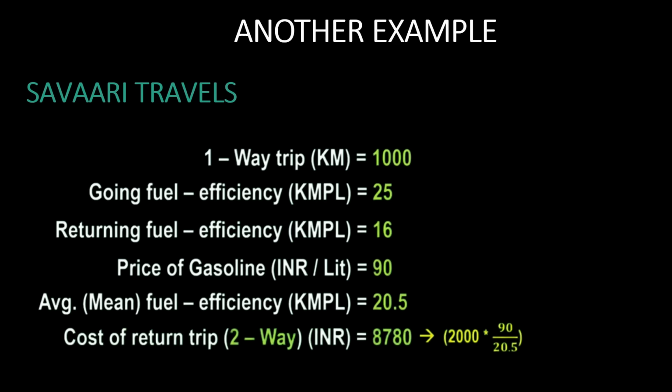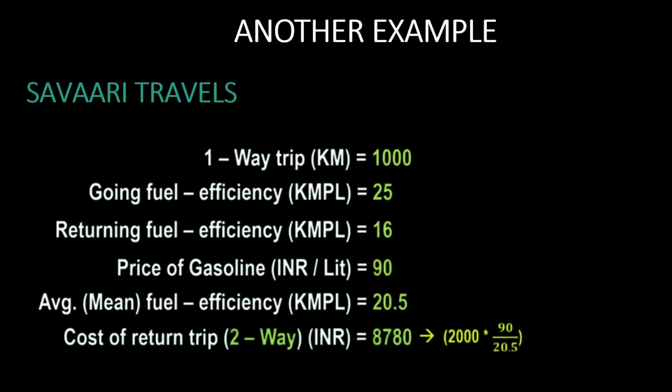So the average fuel consumption, you'll calculate 25 plus 16 by 2, which is 20.5. So now if I have to calculate the cost of my travel, you'll say that, okay, since it's a two-way and average efficiency is 20.5, you will multiply the total distance travel, which is 2000 into 90, because that's the price of gasoline, and divide by 20.5, that's the average efficiency. So if you multiply, you will get about 8,780. So you think that 8,780 is your fuel cost of this trip.